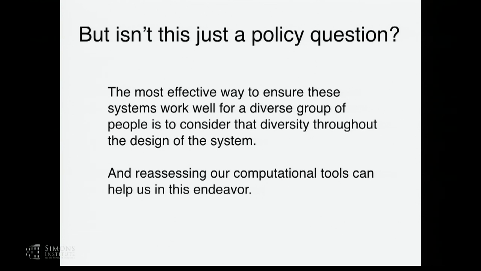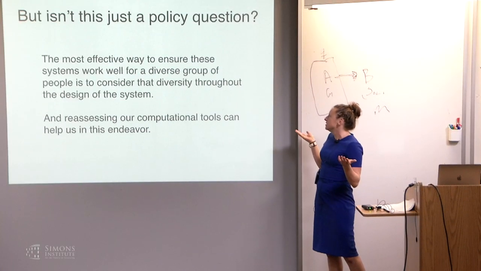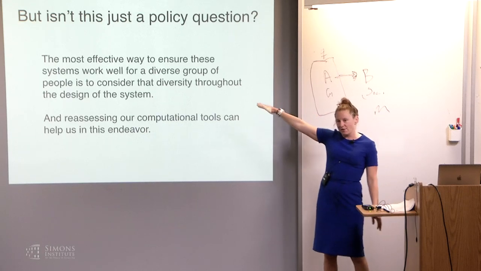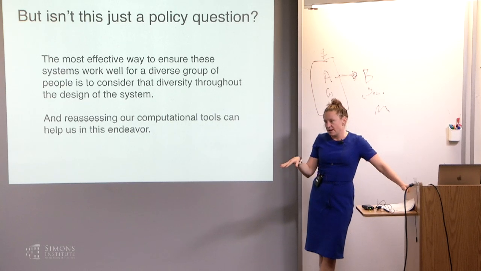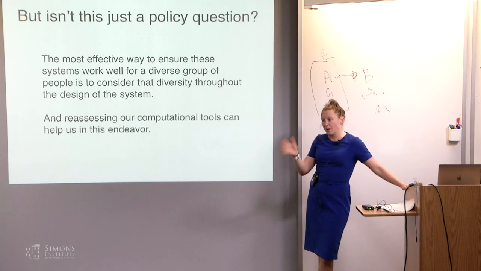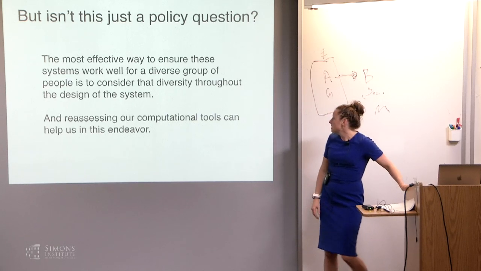And the point I want to make, and people have been making throughout the workshop, is that the most effective way to ensure our systems work well, full stop, and analogously work well for a broad range of different populations, is that we should be thinking about how the systems treat a diverse set of people throughout the design process, right? And that includes thinking about it from a computational lens, okay?